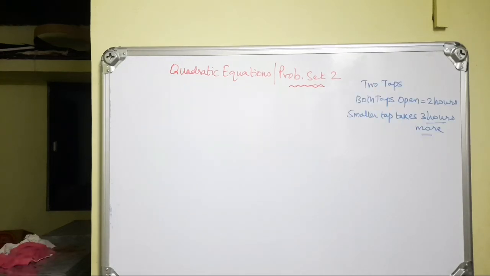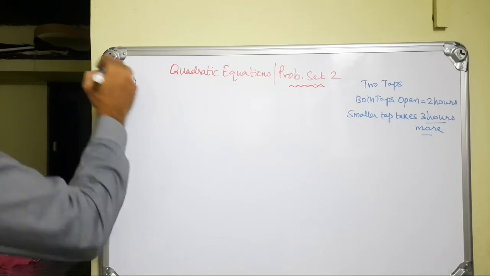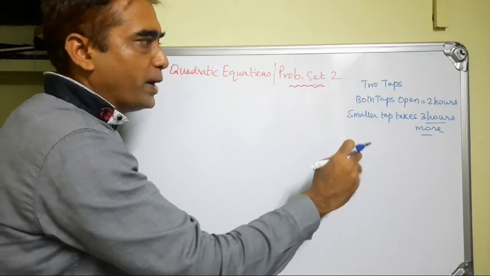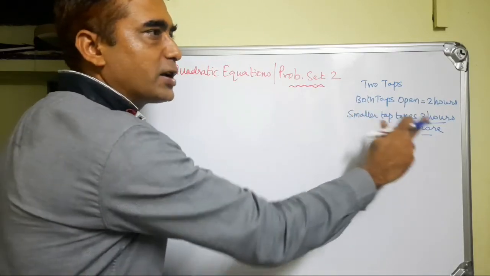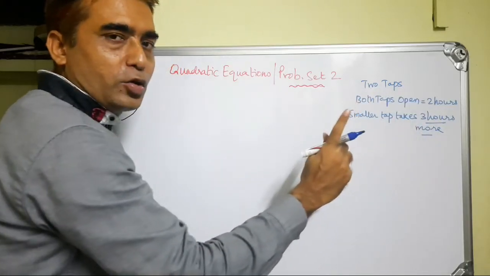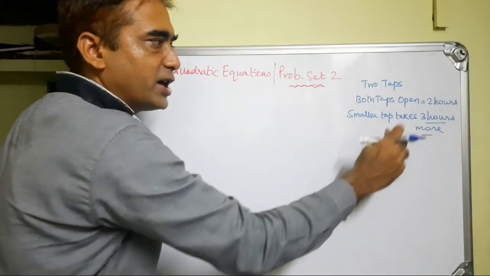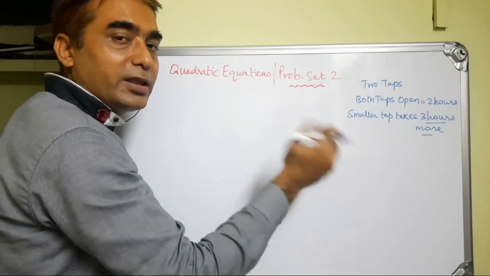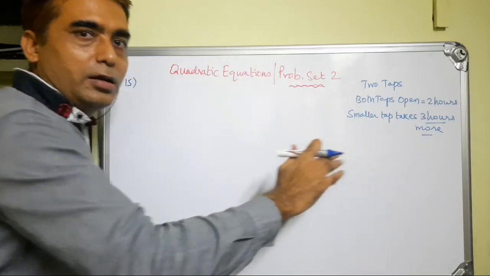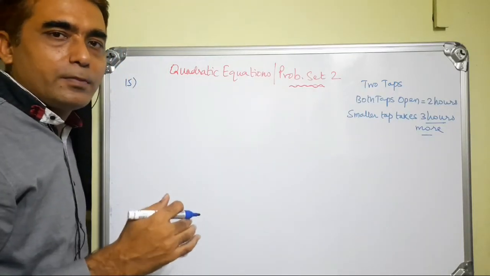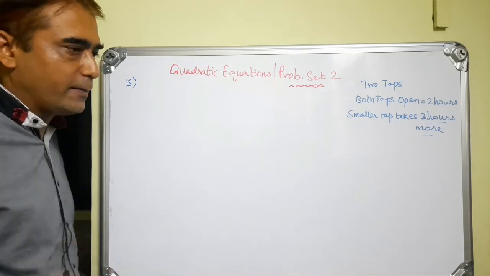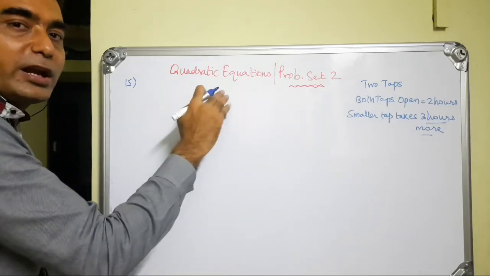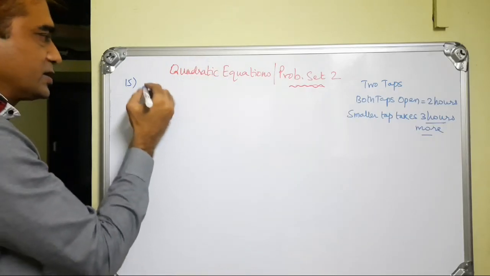Now question number 15. There are 2 taps in a tank, and if both taps are open, the tank is filled completely in 2 hours. The smaller tap takes 3 hours more than the larger tap to fill the tank. Now we have to find how much time each tap takes to fill the tank. The smaller tap takes more time, so we'll assume that the greater tap fills the tank in x hours.